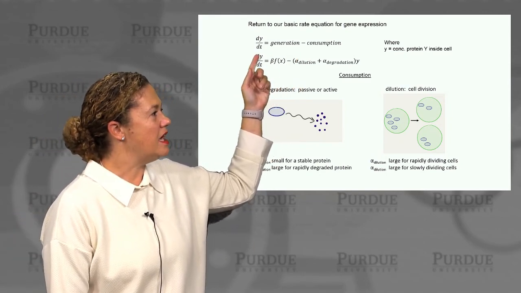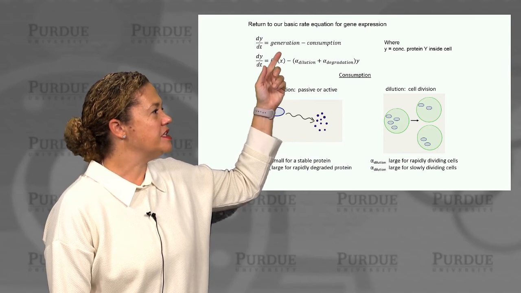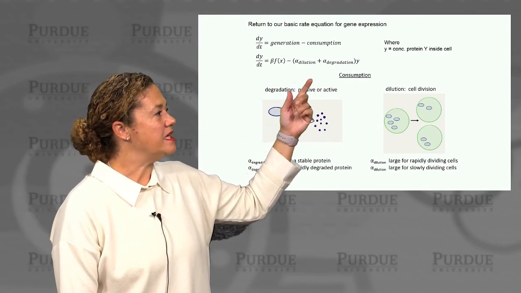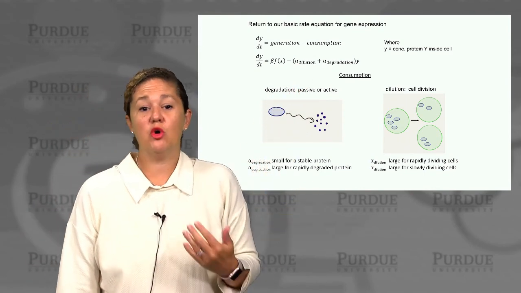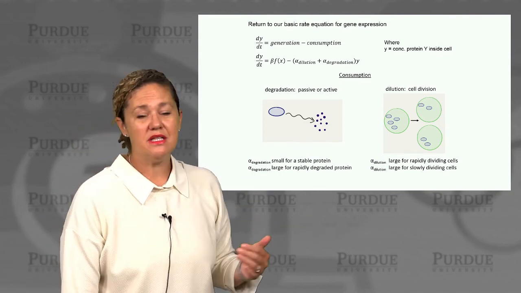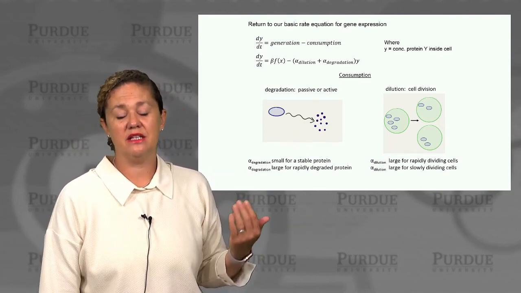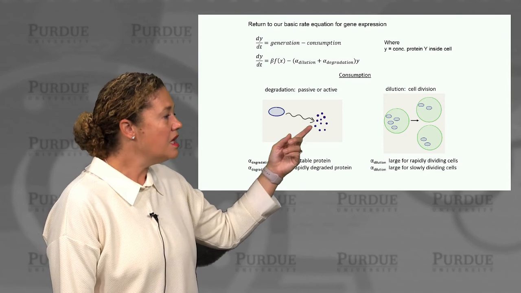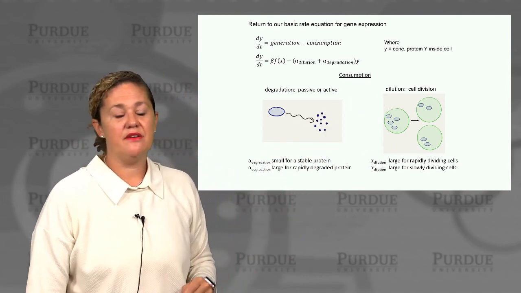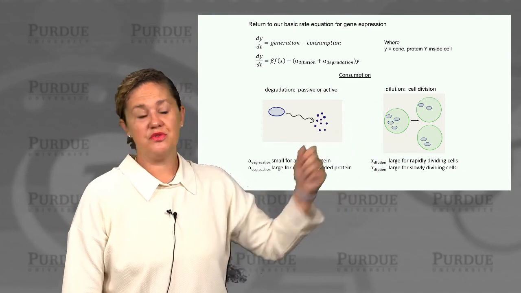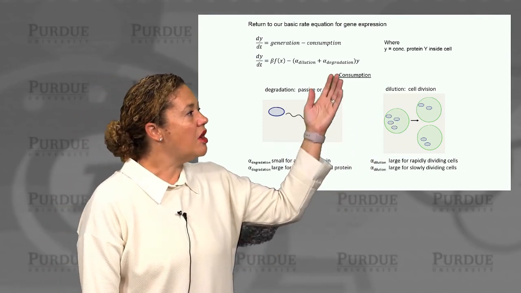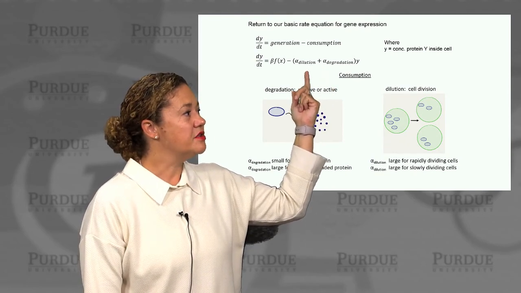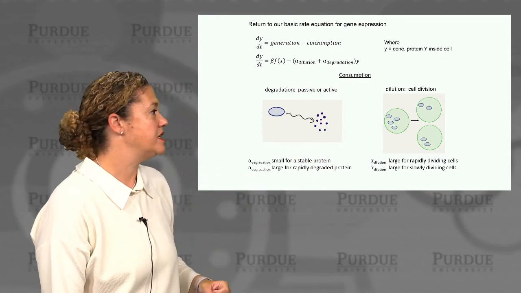So let's return to our basic rate equation for gene expression, where the rate of change of the level of protein Y is just a function of generation, expression of our gene, and consumption. And that consumption can be either degradation, passive or active, more often active. Proteins are very actively and tightly regulated and controlled through degradation most of the time in cells. Or we could also have decay of our protein level via dilution just through cell division. So the overall effect on our decay rate constant is going to be the sum of the dilution and degradation decay of our protein.